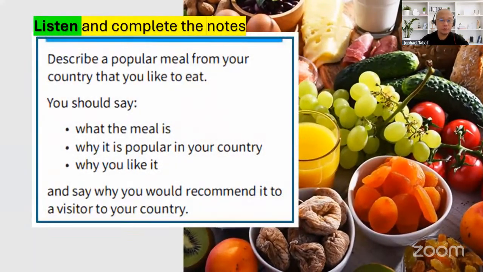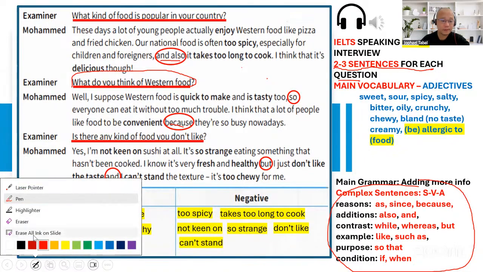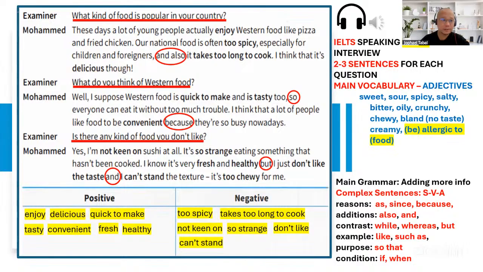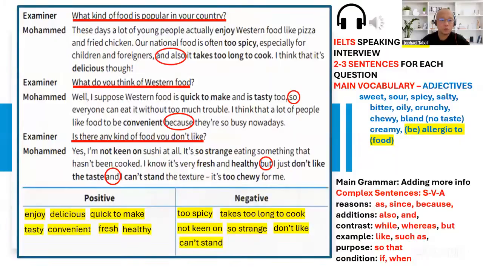I want you to answer these questions, questions 1, 2, 3, and I want you to have your own answer. This is a model answer here. First question: what kind of food is popular in your country? Second question: what do you think of Western food? And third question: is there any kind of food you don't like? Answer each question with at least 2 to 3 sentences. So let's prepare for 3 minutes for this task.